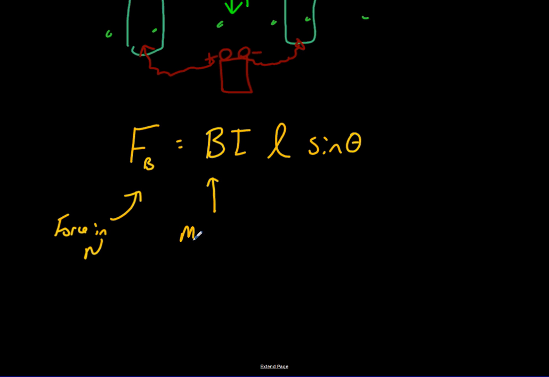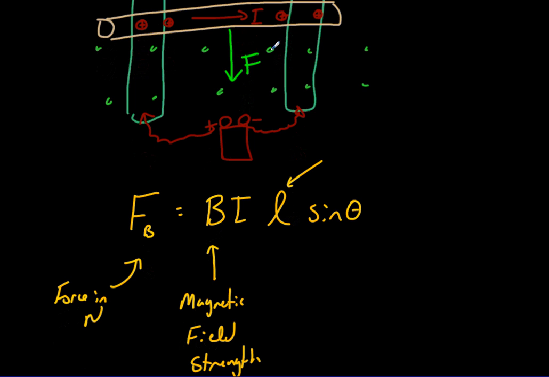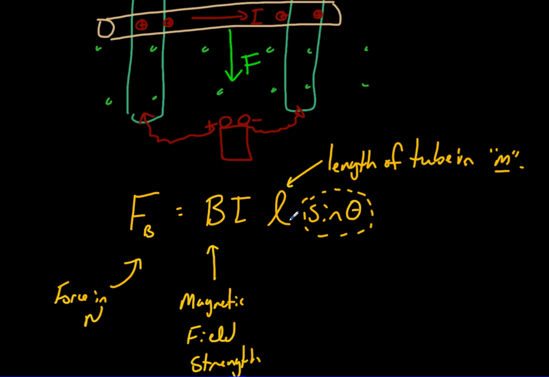B, that's the magnetic field strength. We'll talk about what that is in a minute, and that is measured in Tesla. Okay, we'll talk about what a Tesla is in a minute. And L, that's the length of the current conducting piece of wire, or in this case, copper tubing. L, length of tube in meters. Okay, and then sine theta. Why is there a sine theta, do you think, on this?